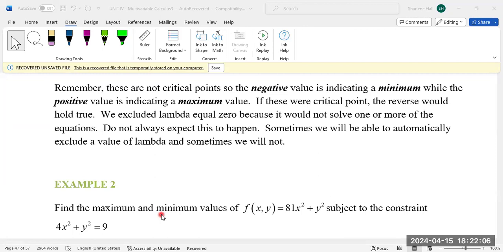the constraint is different. What is the constraint, sir? 4x squared plus y squared is equal to 9. Start from it, please. I'm stepping away from. Go ahead.